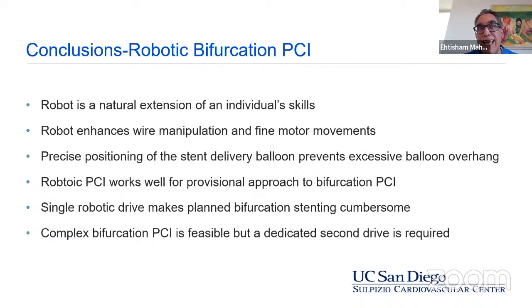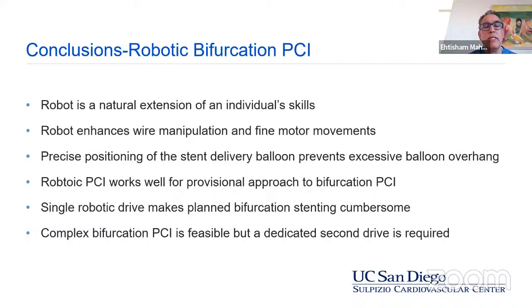So from the standpoint of robotic bifurcation PCI, what I can say is, first, remember the robotic platform really does exactly what any individual operator can do. And so it's an extension of your own skill set. The robot does fix the wire, so it tends not to migrate distally or proximally, and works very well for fine motor movements. You can use the robot to precisely position stents, especially when it comes to ostial lesions or bifurcation lesions that you want to avoid a side branch.